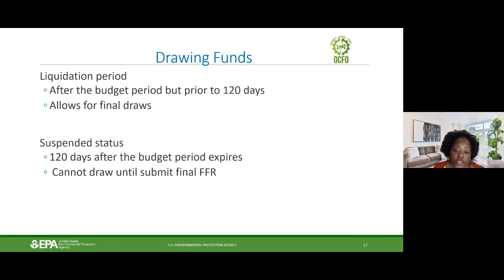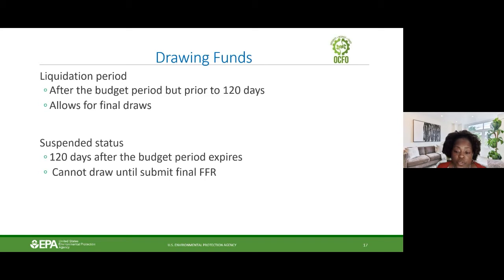At this time, the recipient will no longer be able to draw funds or have visibility of the grant. If there are funds remaining and owed to the recipient, the only way to access these funds is with the submission of a final federal financial report, or FFR. Peter will go into more details about that report later during this webinar.